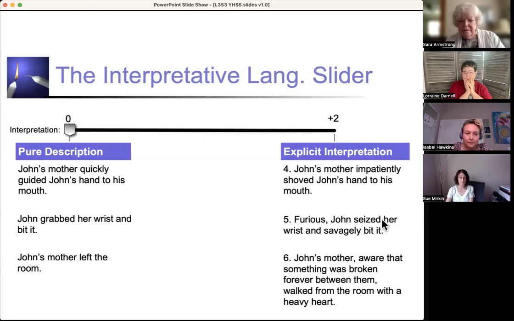So you see how these two sliders are independent of each other. You can have pure description all the way to blow-by-blow action. And at each level of that, you can have pure description or explicit interpretation or what we'll have in the middle. So those are completely independent of each other, in the same way that where you go left and right and where you go up and down are independent of each other.